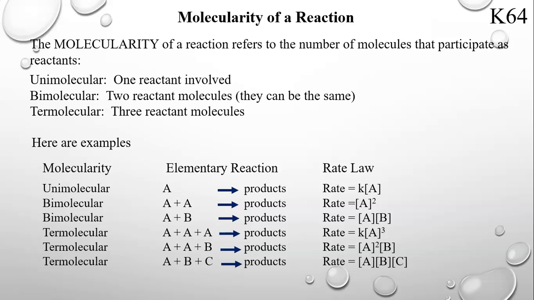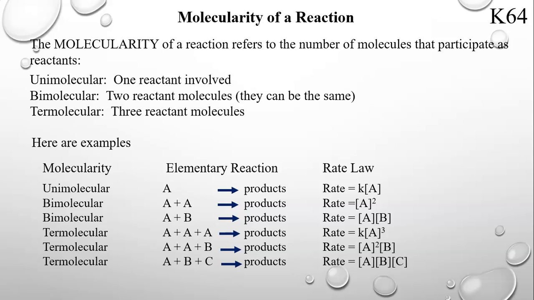If you have termolecular, with A plus A plus A, the rate equals k times A raised to the third power. And termolecular A plus A plus B would be k times A squared B in the concentrations on the right. And termolecular of three different reactants, A plus B plus C, would give you a rate of k times A times B times C. So you'll notice something here.